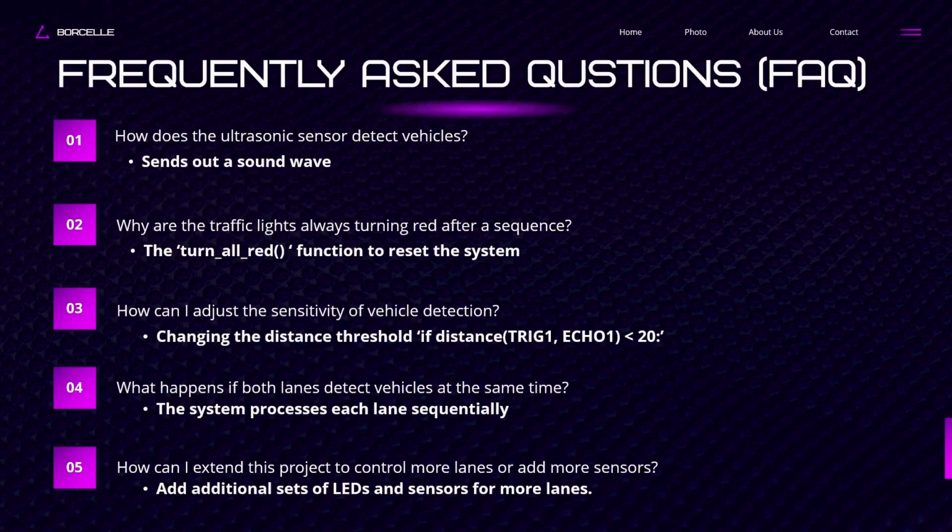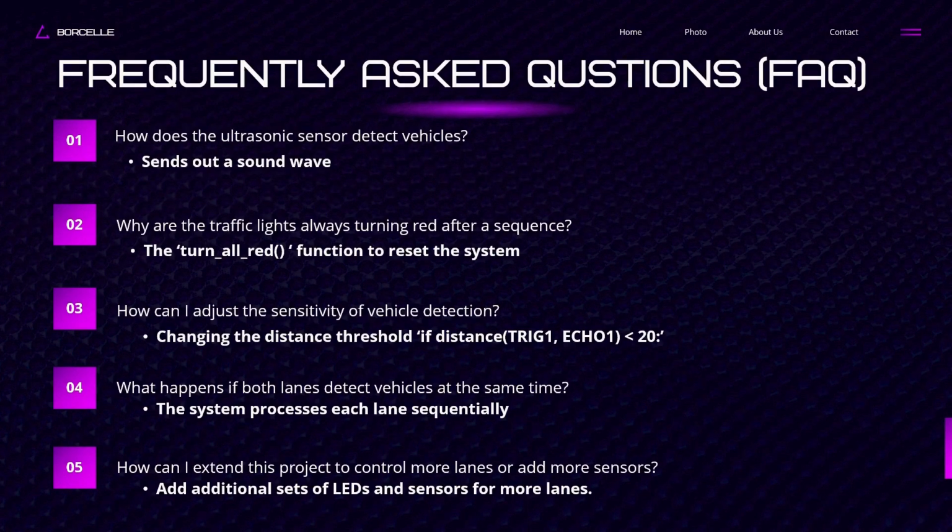I will be explaining the frequently asked questions for this project. The first question is, how does the ultrasonic sensor detect vehicles? The answer is, it sends out a sound wave. Basically, the ultrasonic sensor that we have used sends out a sound wave through the trigger pin and listens for the echo on the echo pin. The time it takes for the echo to return is used to calculate the distance to an object. If a vehicle is within a certain distance, as our program mentions, which is 20 cm, the vehicle will be detected.